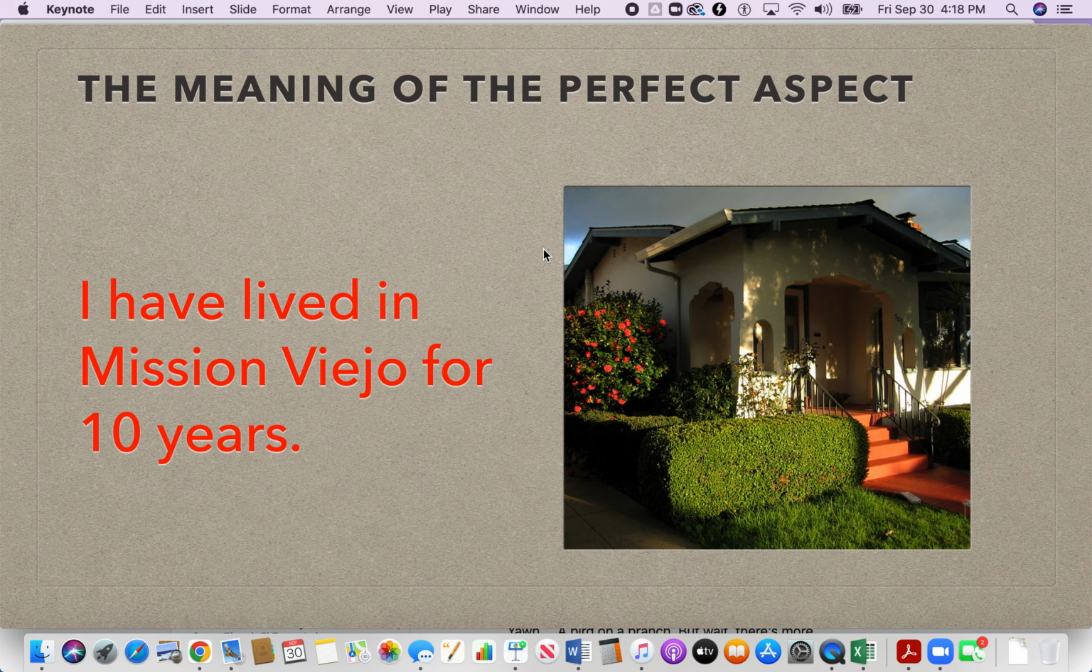But let's think about the meaning of the perfect aspect. Here's an example. I have lived in Mission Viejo for 10 years. The meaning of that sentence is something that began in the past, 10 years ago in the past, and still continues today. That's a typical example of the perfect aspect. I have lived in Mission Viejo for 10 years.